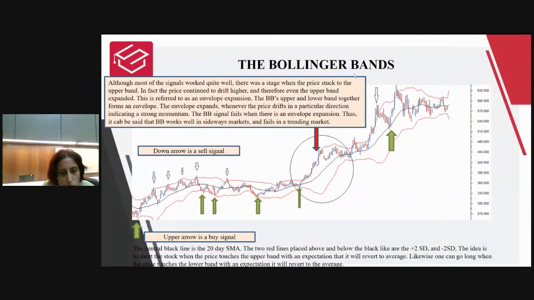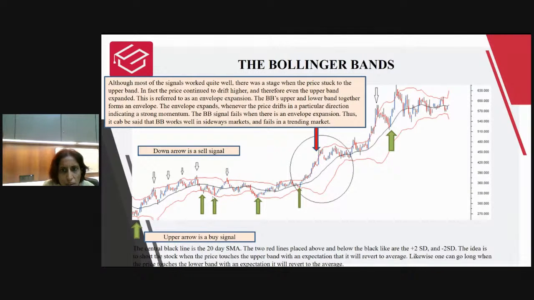So Bollinger Bands are also used for buying and selling. In this case, as you can see, a down arrow is a sell signal. If you see, there is a central line, which is a 20-day simple moving average. This is the upper band of the Bollinger, and this is the lower band of the Bollinger.